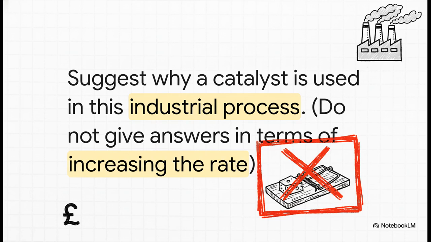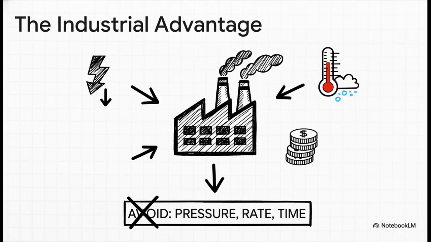Whoa, pay very close attention to this one. It's only 1 mark, but look at that instruction in the brackets. Do not give answers in terms of increasing the rate of reaction. They're specifically telling you not to use the science definition we just gave. They're asking for the industrial reason. This is a classic exam trap. So what are they looking for?